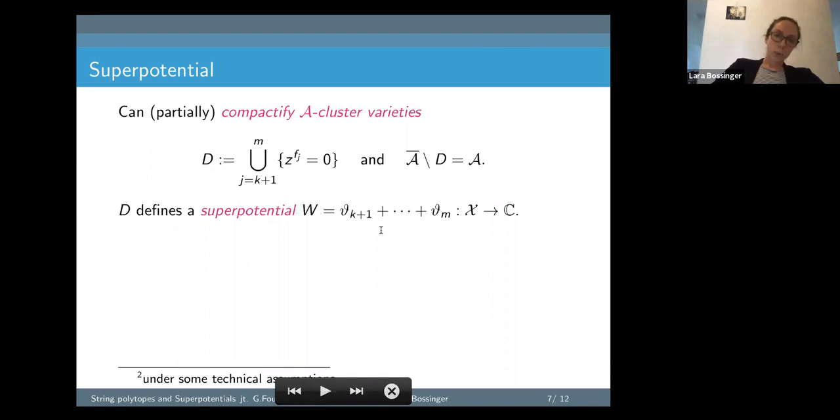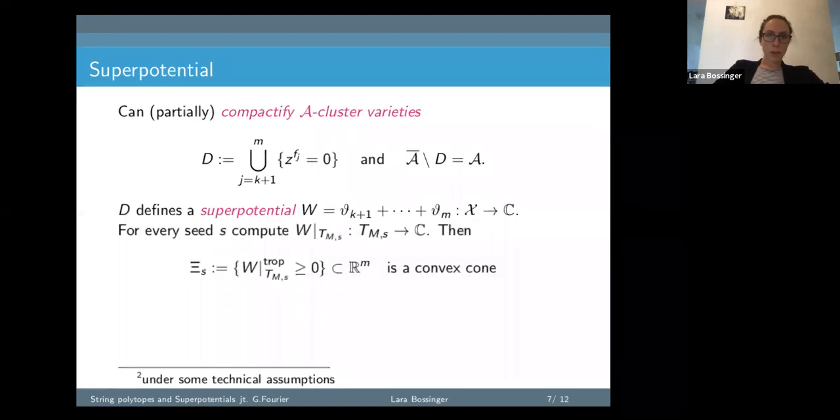So I get this potential function that corresponds to my divisor, and the only thing you can see about how they are related right now is that the summands of my superpotential correspond to the components of my divisor. And this potential is really what we're interested in in this case, because of the following. We can now tropicalize this potential, and that will define for us a convex cone.